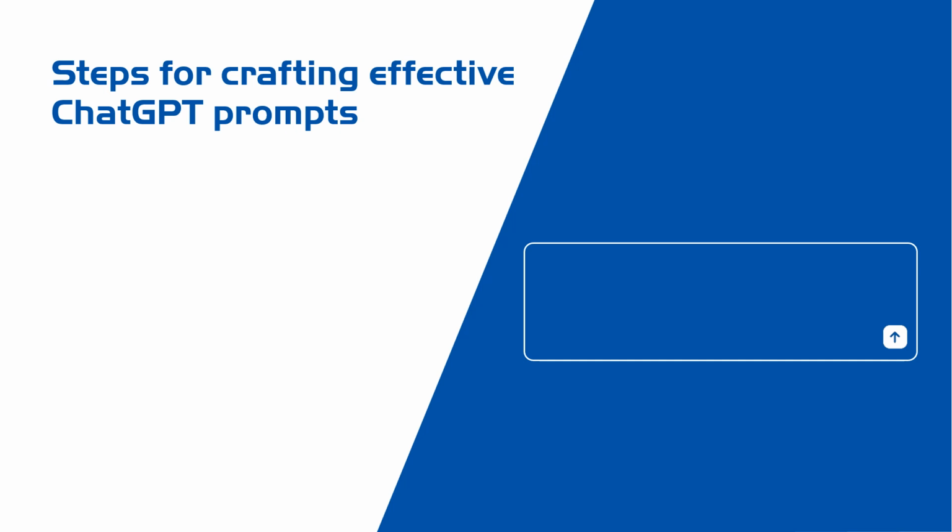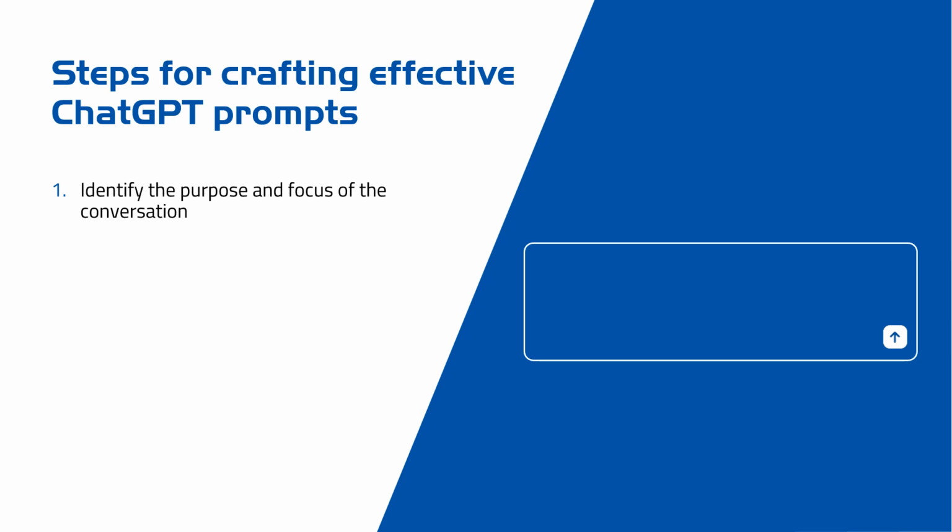Now that we've explored the principles of crafting clear ChatGPT prompts and the importance of avoiding jargon and ambiguity, let's delve into a specific process for crafting effective prompts. Here are the steps you should follow. 1. Identify the purpose and the focus of the conversation.